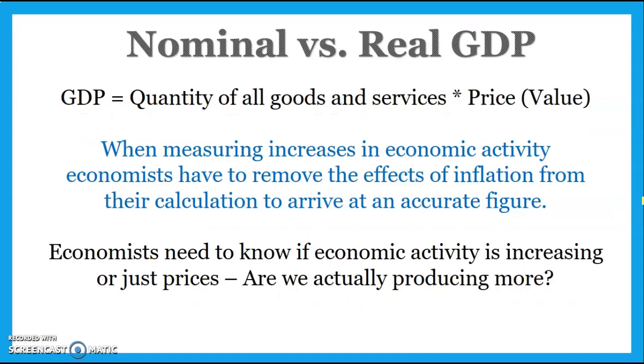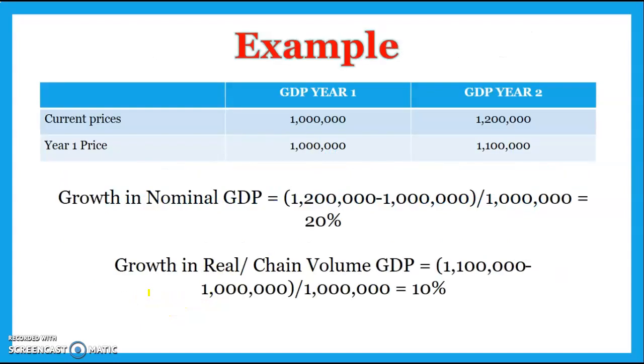So, basically, GDP is the quantity of all goods and services times the price. And when we're measuring economic activity, we want to take out the effects that inflation has on those prices. Basically, economists want to know if economic activity is increasing or just prices are causing our GDP to go up. So real GDP tells us whether economic activity has actually increased, whereas nominal GDP may only increase because of prices increasing. So to calculate any increase in GDP, for nominal GDP, you will use current prices.